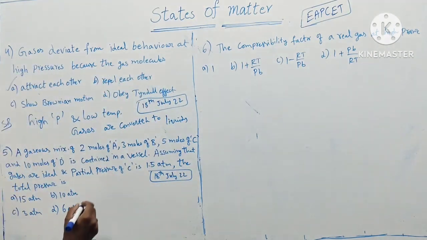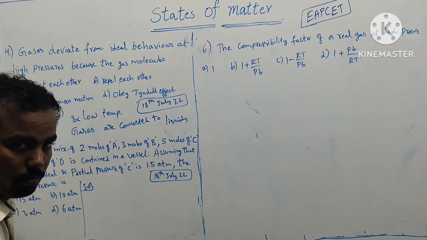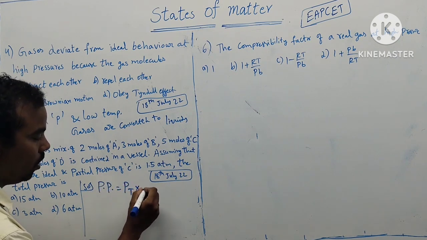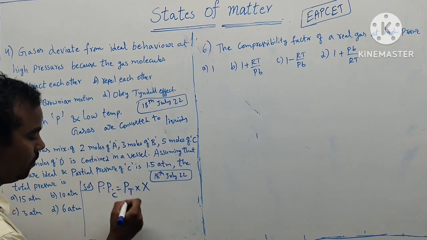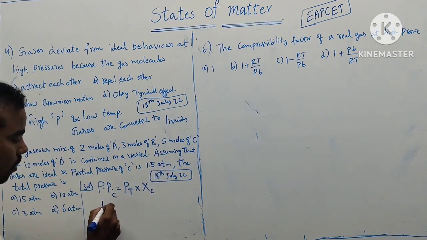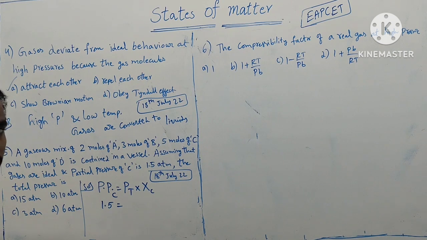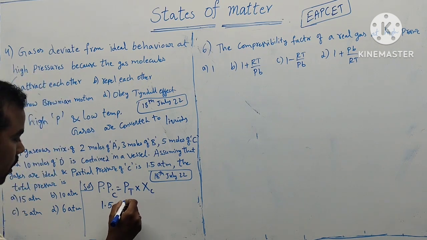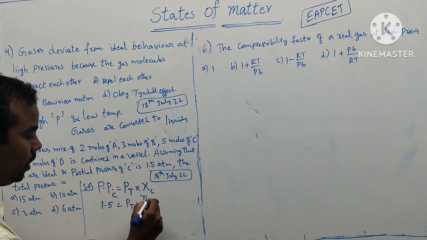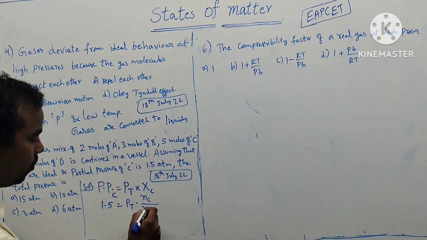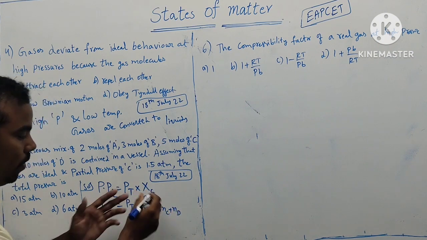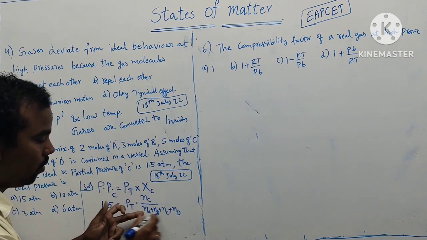So already I gave the formula. Partial pressure is equal to total pressure into mole fraction of that gas. Partial pressure of C is equal to total pressure into mole fraction of C. The partial pressure value is 1.5 atmospheres. We calculate the total pressure. So PT into mole fraction of C, which is number of moles of C by total number of moles. Mole fraction of C means number of moles of C by total number of moles.